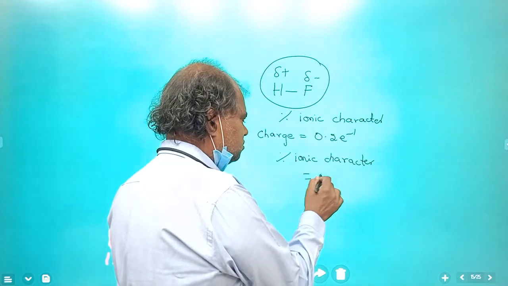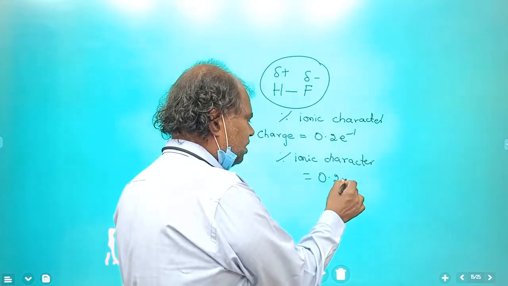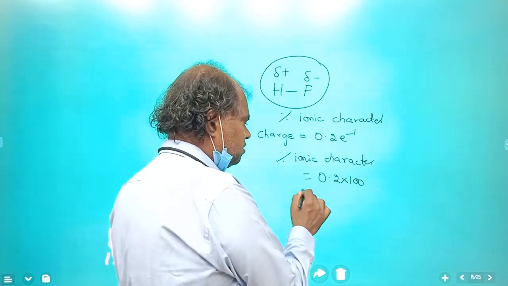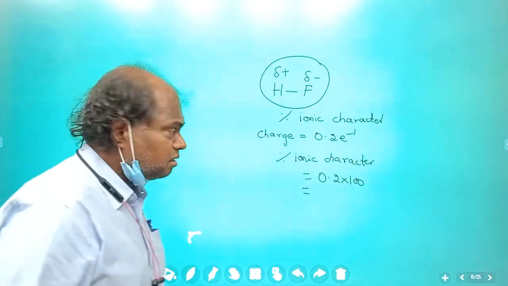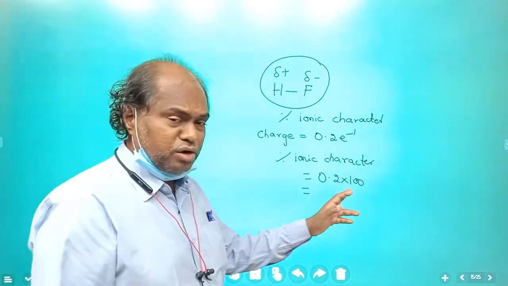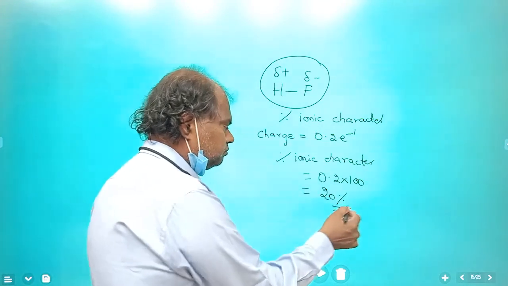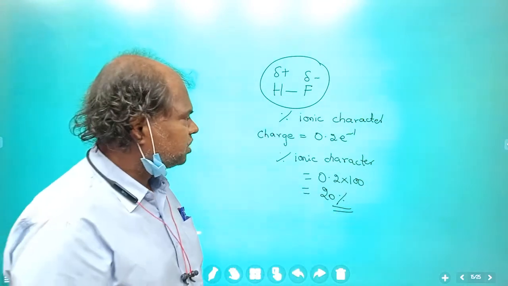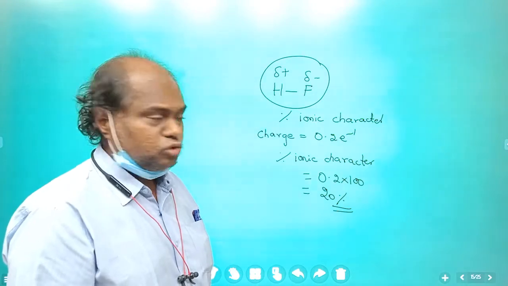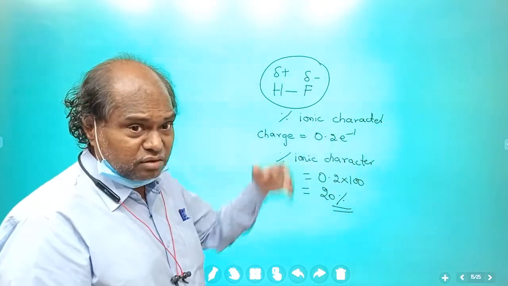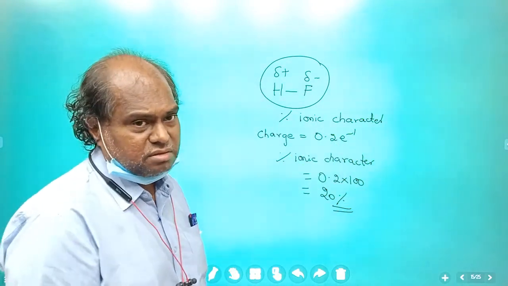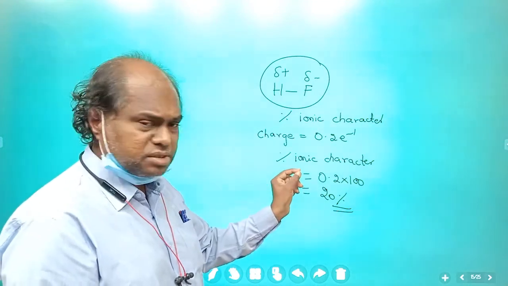0.2 into 100. Clear? Percentage, right? So 0.2 into 100. How much will it come? 20% it will come. Clear? So you have to get the charge in terms of electron. Basic charge. Clear? 0.2 times electron.